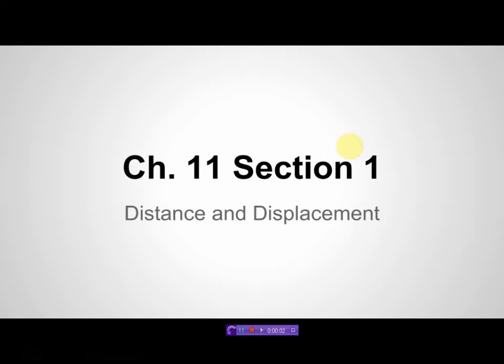Hello! Today we are going to take a look at Chapter 11, Section 1, Distance and Displacement. Now most of you may be very familiar with the concept of distance, how far it is to a place, or how far you have traveled total. But displacement is going to be a new concept for some of you, and we'll get to the definition and the difference between displacement and distance in just a minute.